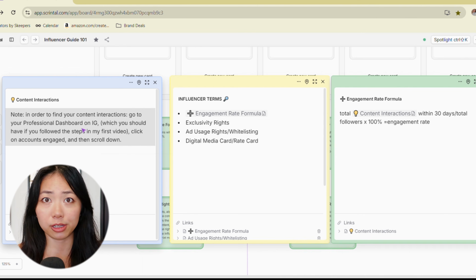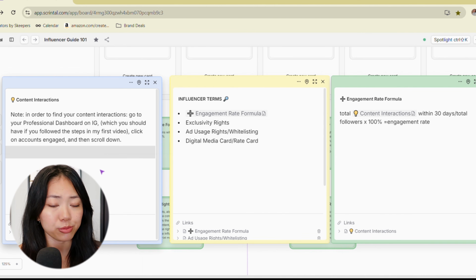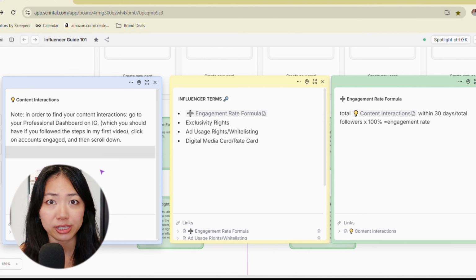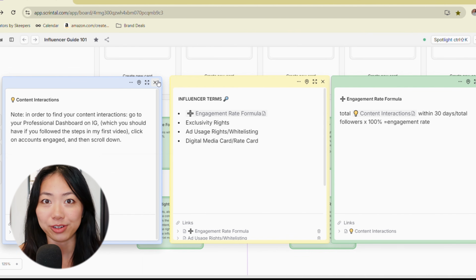Now, your engagement rate will obviously fluctuate throughout certain periods depending on how much you post, how much engagement each post gets, and honestly, if the Instagram algorithm is in your favor that month.